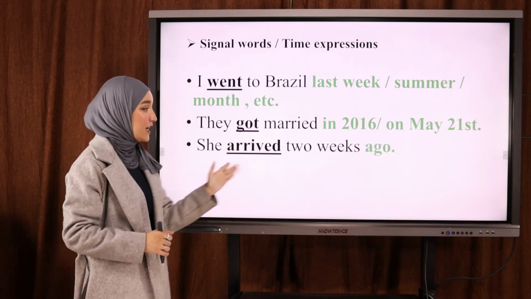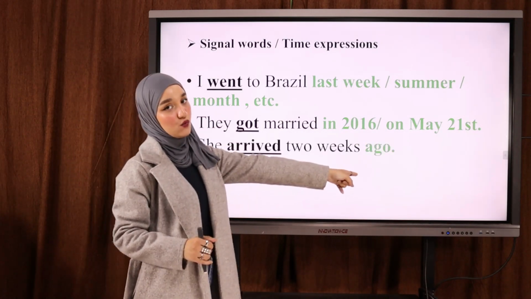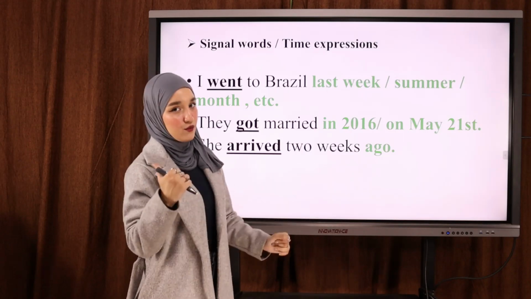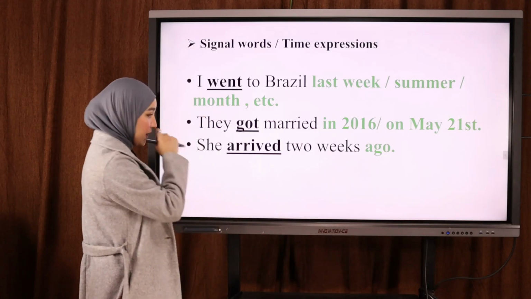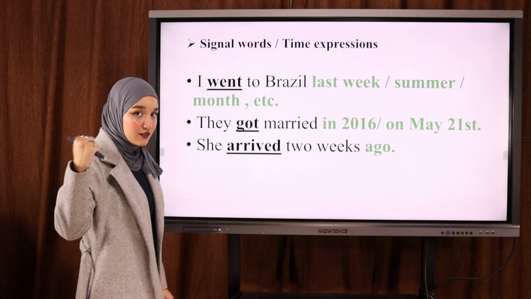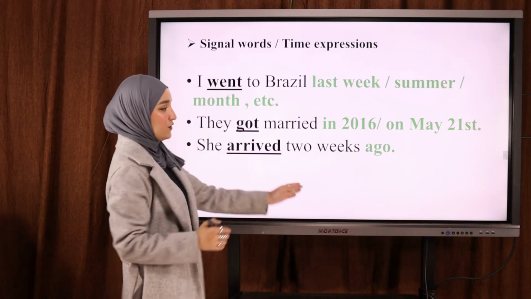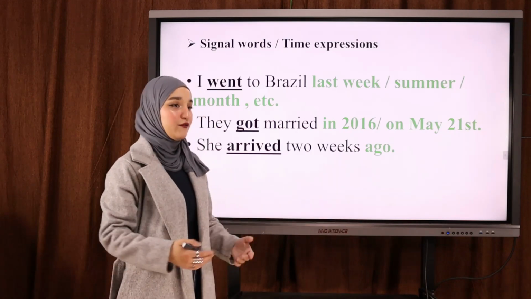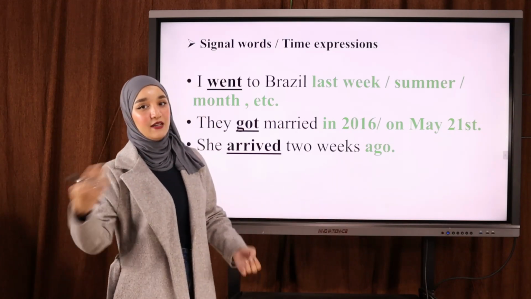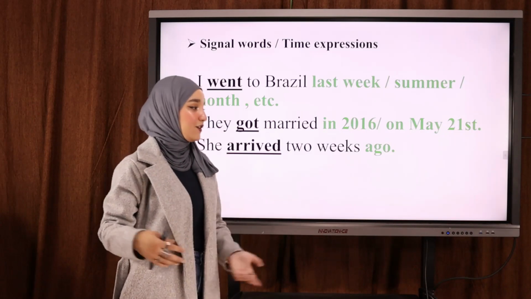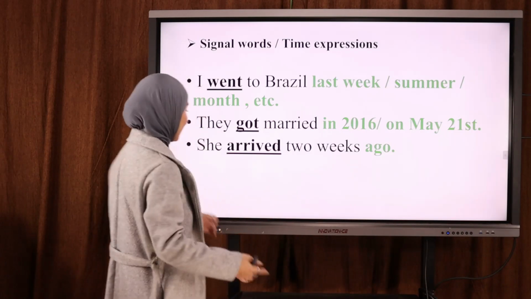The next example, she arrived 2 weeks ago. 2 weeks ago, منذ or قبل. Okay, so she arrived, هي وصلت منذ أسبوعين. So ago, this is the signal word. She arrived 2 days ago. She arrived 2 hours ago. منذ ساعتين, منذ يومين, منذ, I don't know, 9 months, 9 أشهر, something like that.